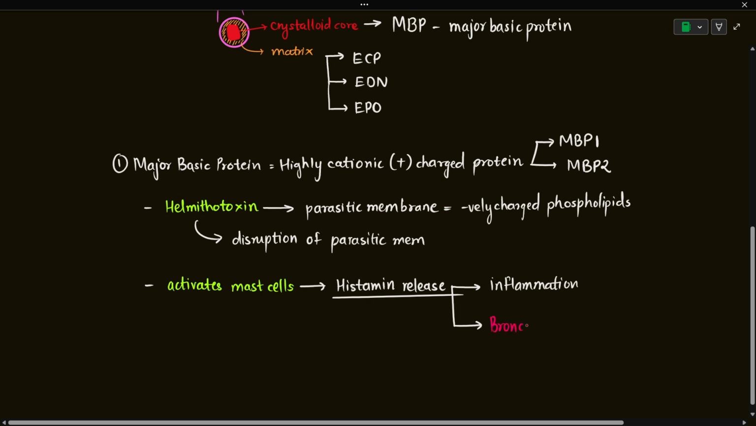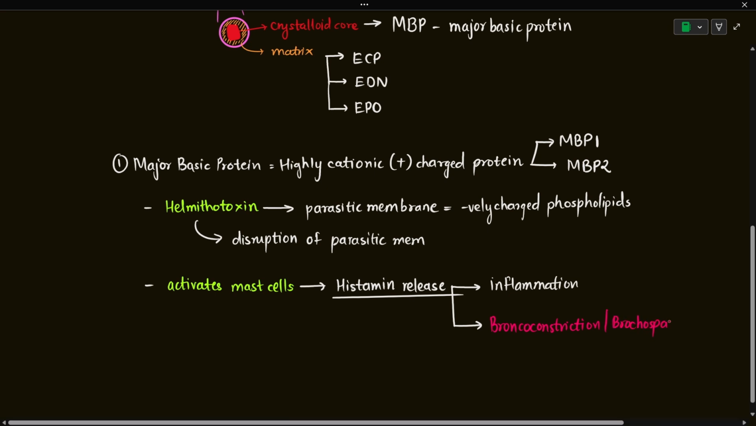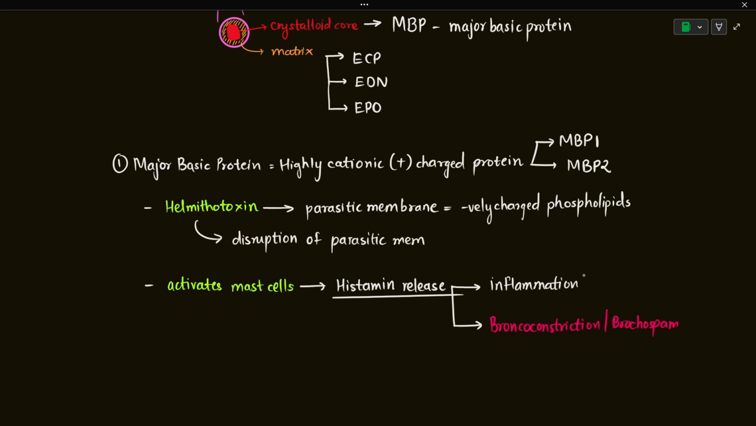bronchoconstriction, or we can also call it bronchospasm. Bronchoconstriction or bronchospasm refers to the narrowing of airways due to the contraction of the smooth muscles of the bronchioles. The bronchioles have smooth muscles in them, and those smooth muscles will contract due to histamine, resulting in narrowing of the airways. So why is bronchospasm necessary during inflammation?